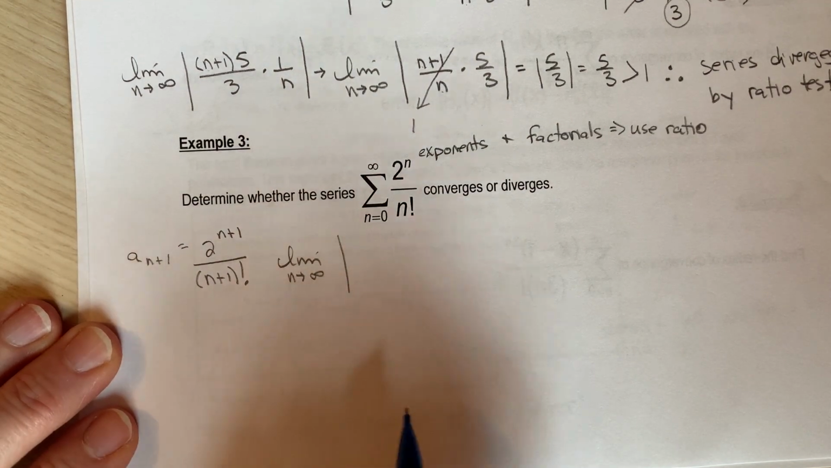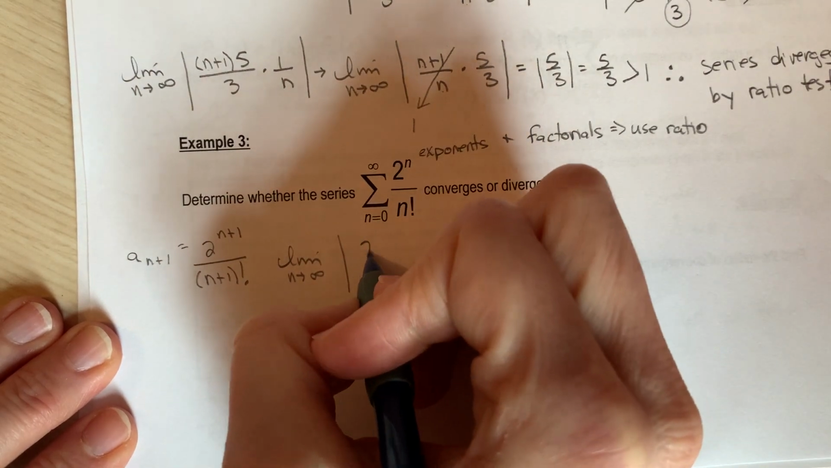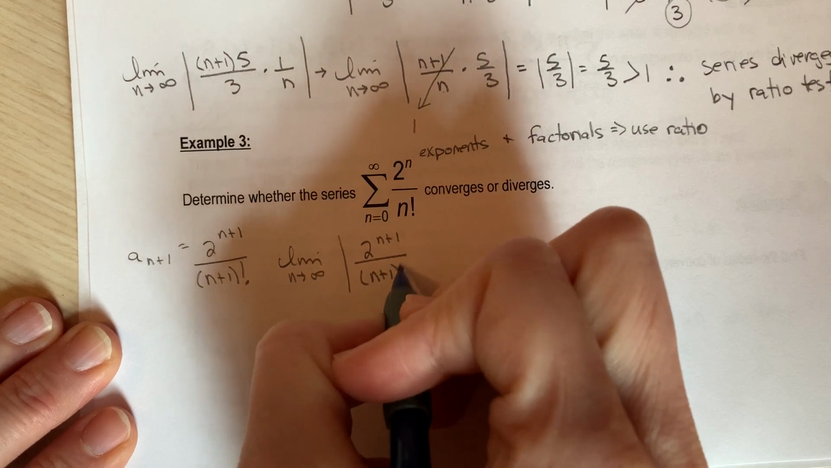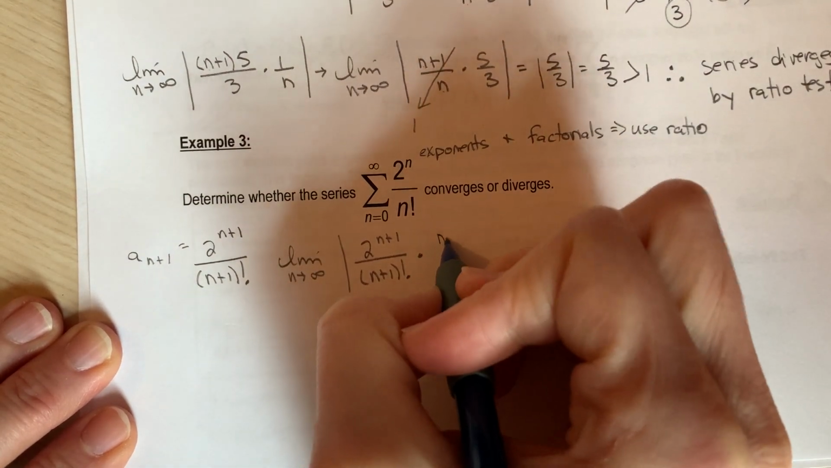So remember, we're going to do our keep, change, flip. So we're going to keep our a to the n plus 1. And then we're going to flip our a to the n.